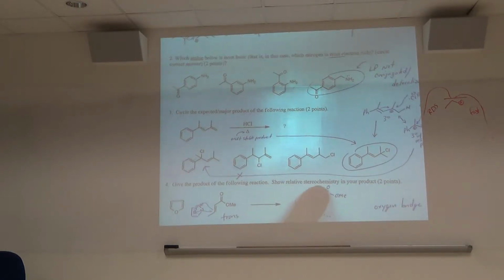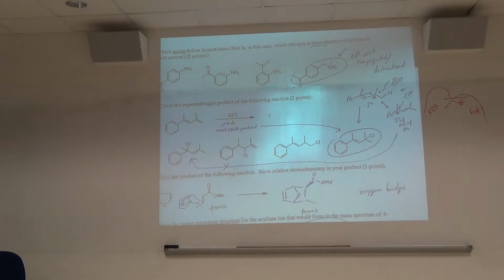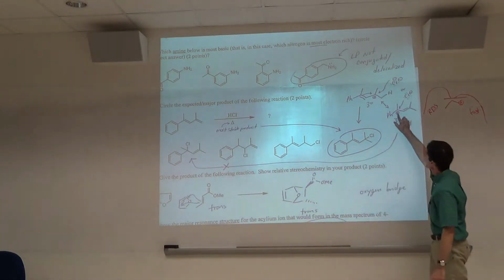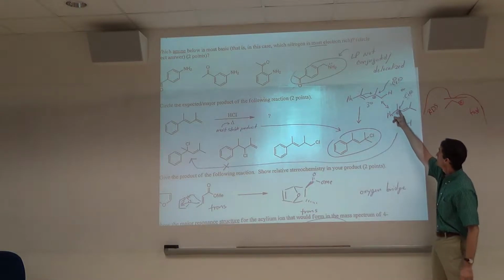Expected product, the one on the far right, how do we do? Questions? Sophia? Why is that one the most? I think because it is on the tertiary carbon, the cation would be. The carbon cation would be on the tertiary. Yeah, but this carbocation is also tertiary. I mean, that's a carbon, carbon, carbon.